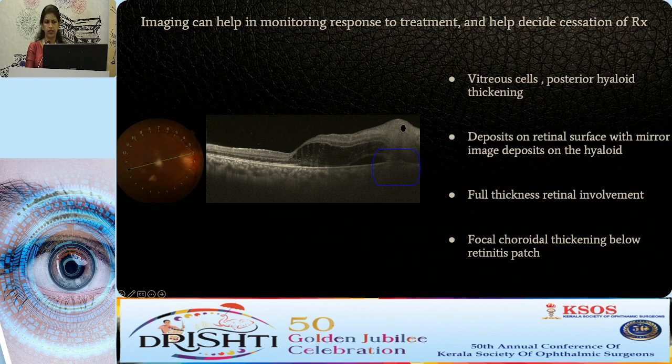On the OCT in the acute stage, you can have vitreous cells, posterior hyaloid thickening, and deposits on the retinal surface with mirror image deposits on the hyaloid. There is full thickness retinal involvement. The green, that is a full thickness retinal involvement there.